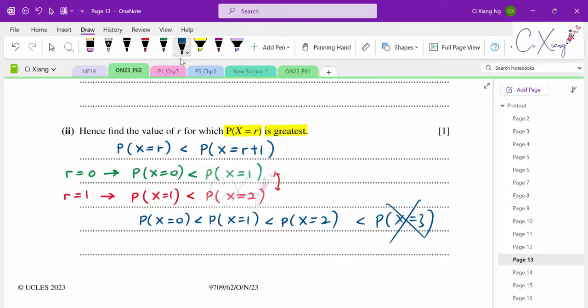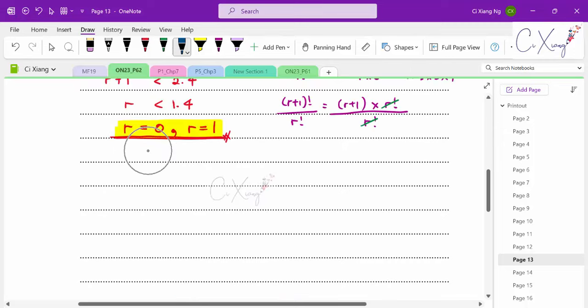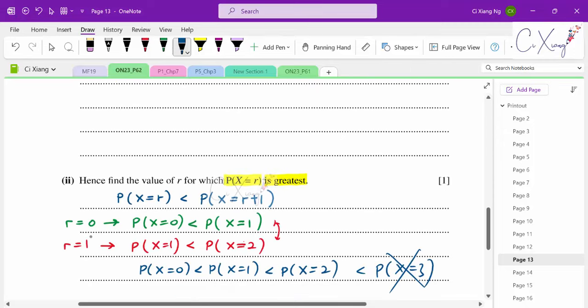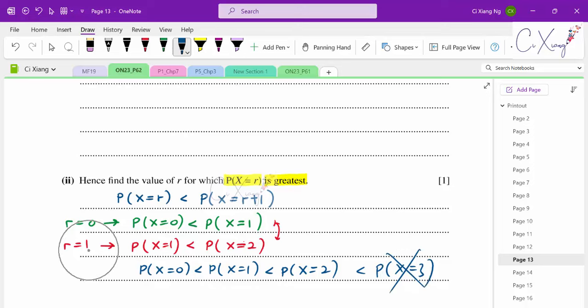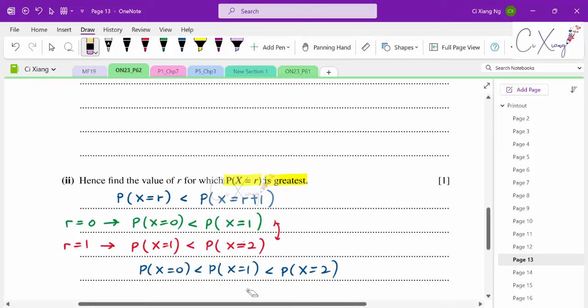Actually, you cannot. Why? Because just now in part 1, our answer only applies for 0 and 1. So for 0 and 1, this inequality is correct. If you want to put r equals 2, it is wrong. To get X = 3, you need r equals 2, but r equals 2 is not included in our answer just now in part 1. Therefore, I only consider these two values of r, and these two values of r will give you only this inequality.